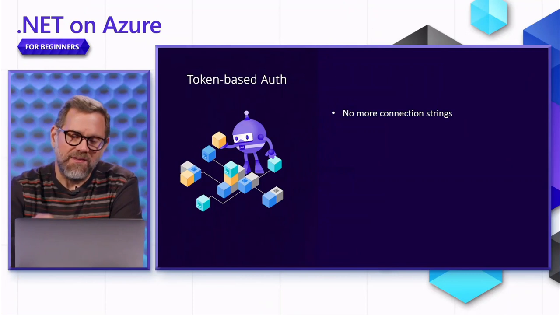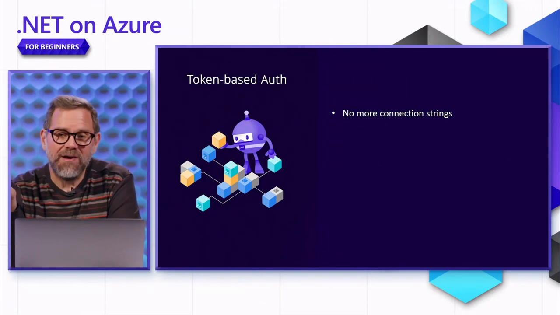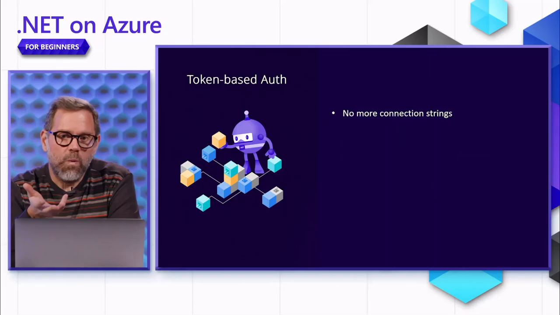So one of the benefits is no more connection strings at all. Essentially, we're going to make our applications use fake users, more or less. They're going to be just like you or I. When we access an application, they're going to have a token. They're not going to need a connection string.